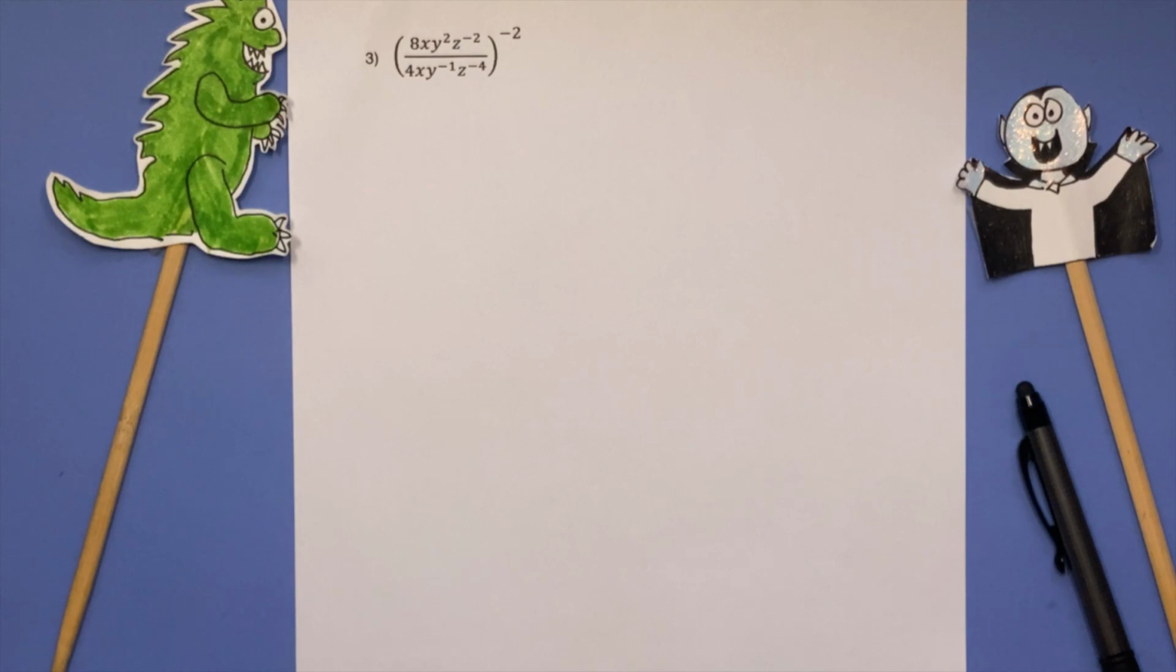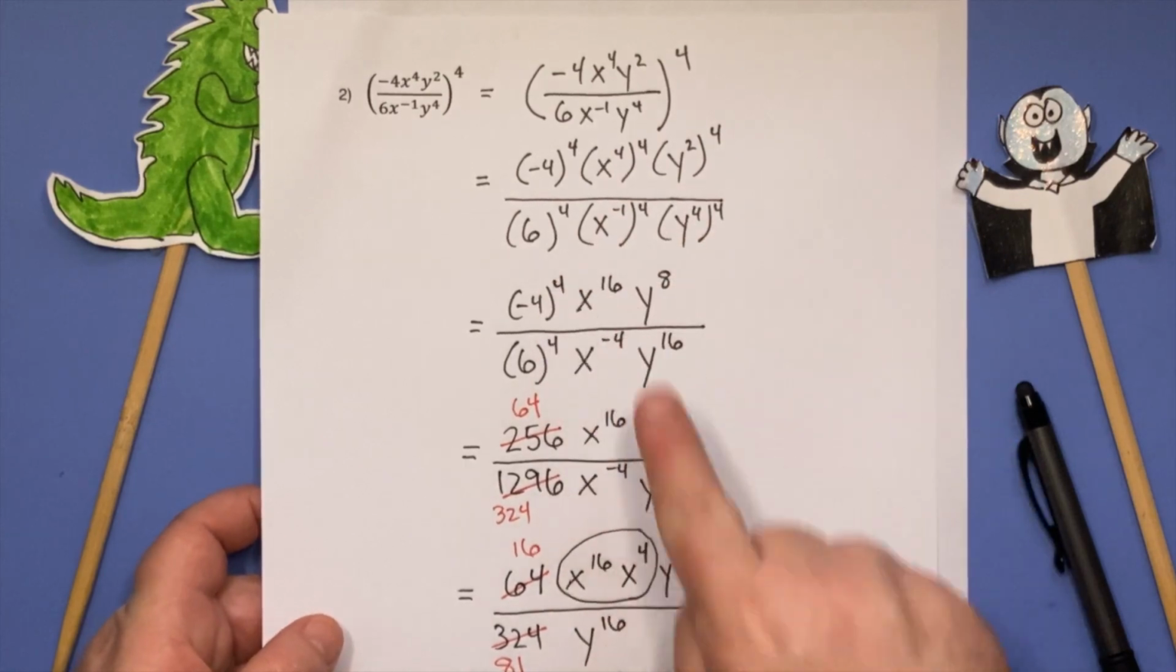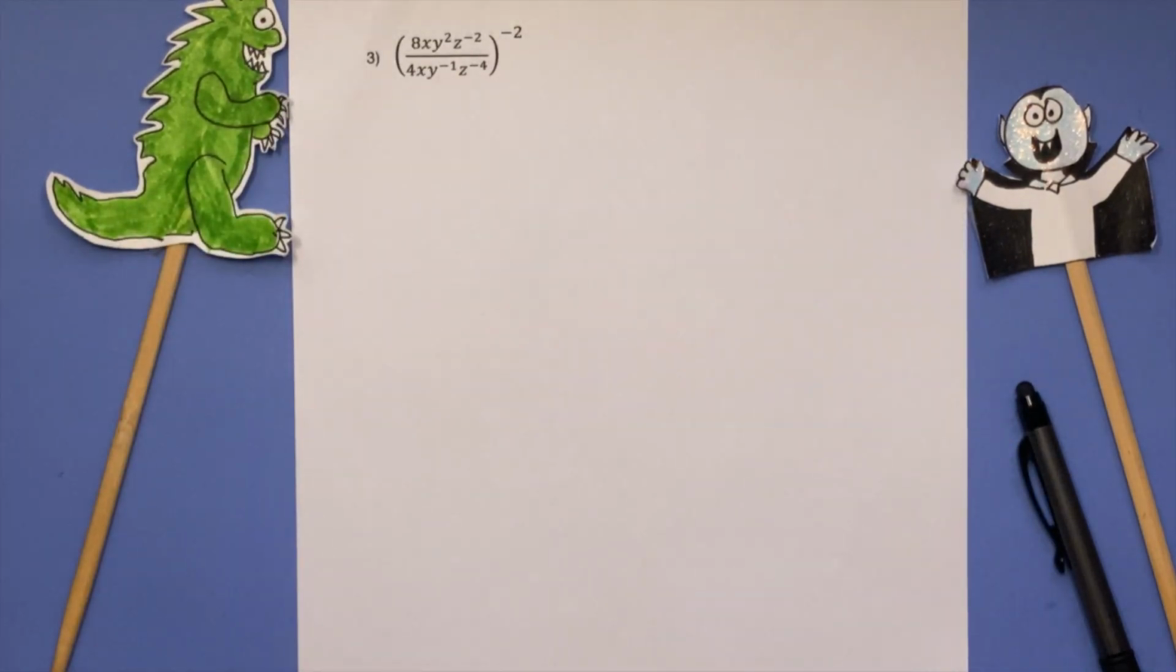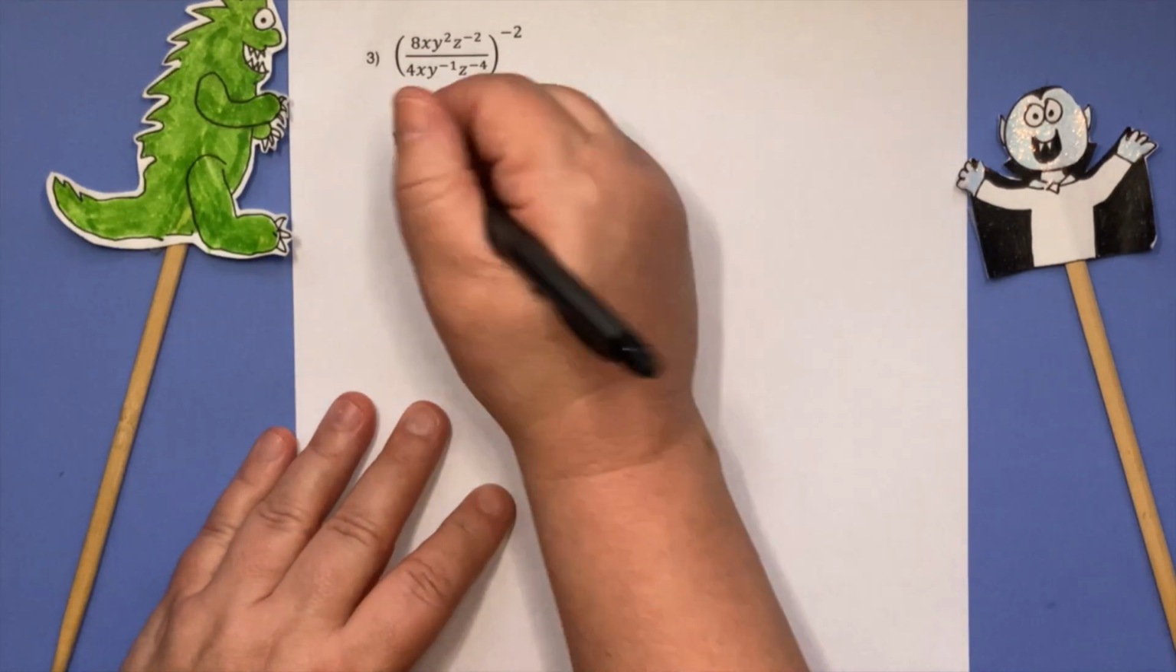Okay, so number 3. Wow, that escalated quickly. So for this one, I'm going to follow a different approach. For the previous problem, what did I do? I went ahead and I just gave everyone the 4. For this one, I want to try to simplify inside first.